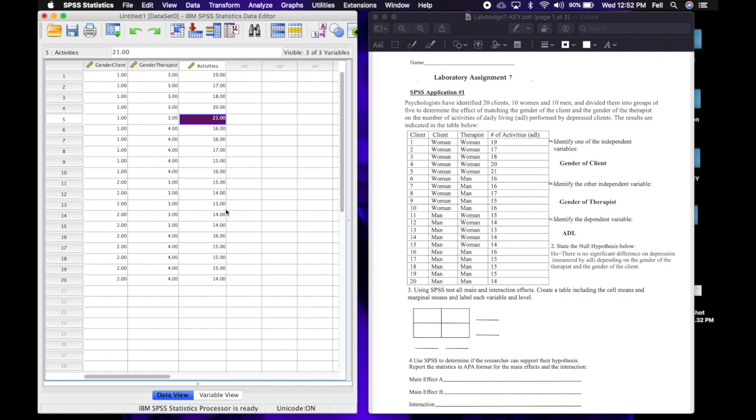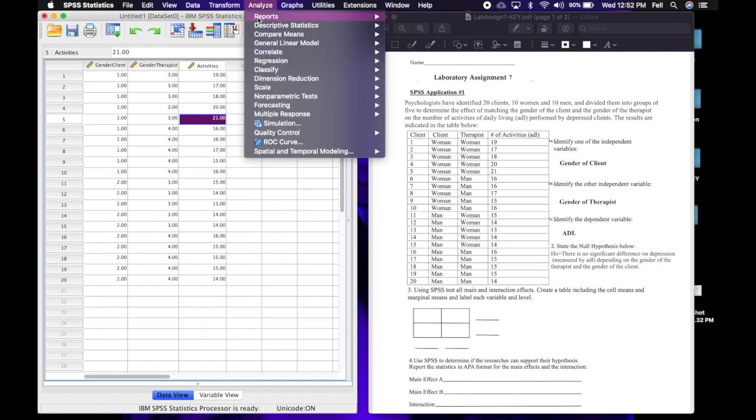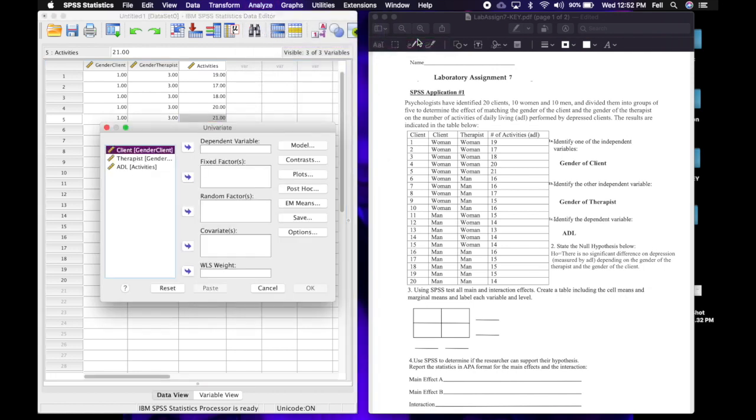Okay, so now I have all that data entered in, and I am ready to begin getting the information I need to complete this block of cells here. So what I'm going to do is go to Analyze, General Linear Model, click Univariate, and then I am going to put the dependent variable as ADL. So I'm going to click on ADL and move it over. And then my two IVs are going to go into this fixed factors box. So I'm just going to highlight them and move them over.